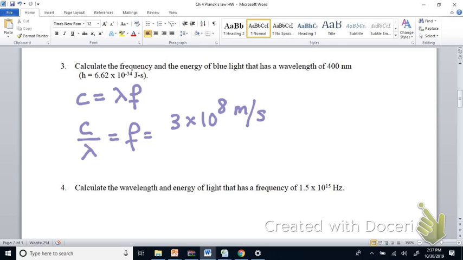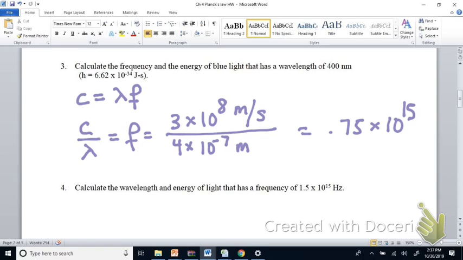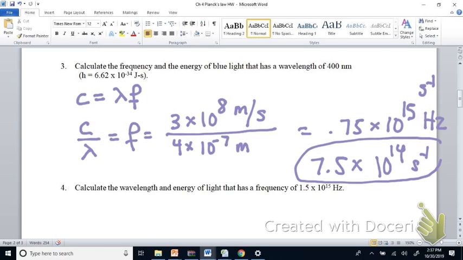per second. Again, that's a constant. Divided by 400 nanometers, that's 4 times 10 to the minus 7 meters. This gives me an answer of 0.75 times 10 to the 15. Now that's hertz, or I could use inverse seconds, one or the other. And to put this in proper scientific notation, that's going to be 7.5 times 10 to the 14 inverse seconds, which is the answer for the first part of number 3.